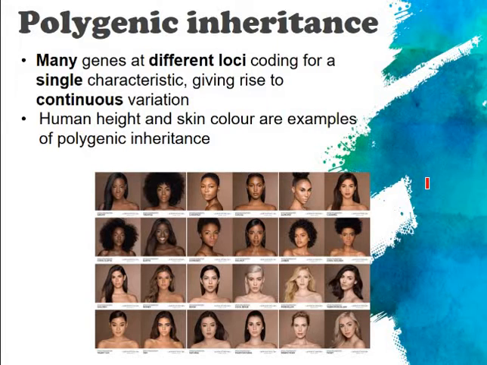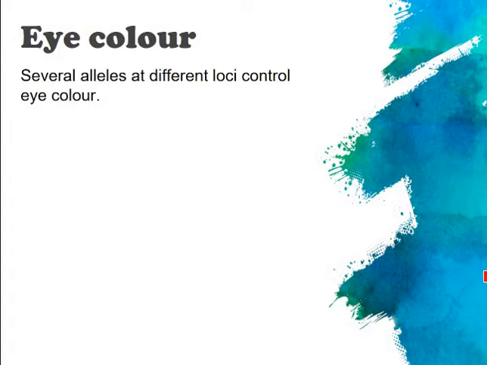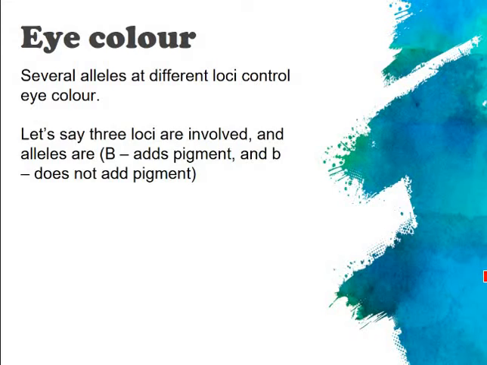It's not just a single gene that does this. There's actually quite a few genes located at different parts of the chromosome to deal with things like skin color. But the example we're going to look at is eye color, and this is taken from the biology textbook. So, several alleles at different loci control eye color. Let's say that there are 3 loci involved, and those contain alleles which are the big dominant allele that adds pigment, and a small recessive allele that does not add pigment.